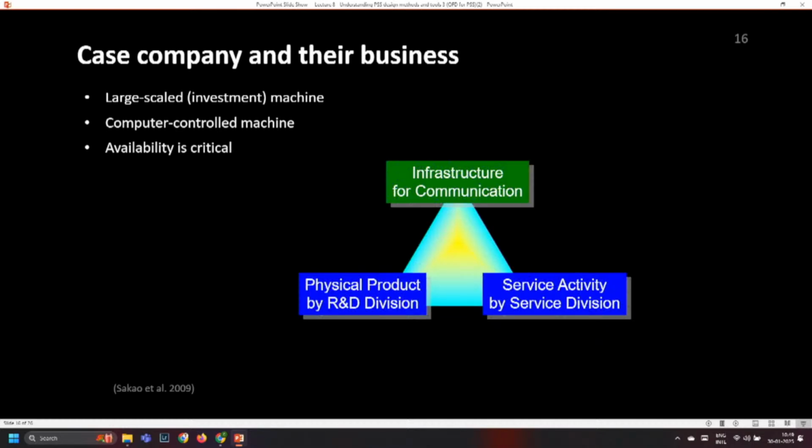And an interesting thing is, at the time of the collaboration, the company had implemented infrastructure for digitization and also communication, information transmission, and also some analysis. And the motivation of the company was to make a balanced investment between physical products and also services. So this is exactly, I think, a typical situation where the company benefits from product service system design. Okay?